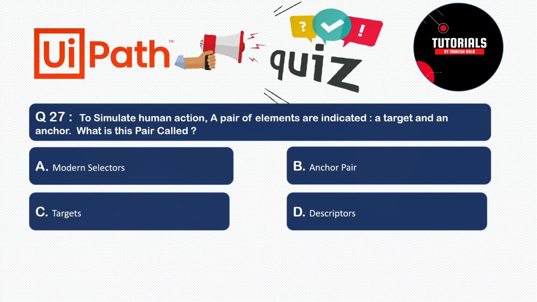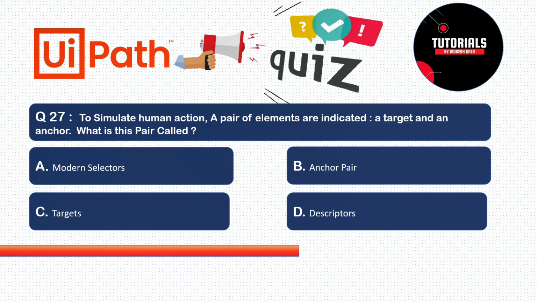Now coming up next is the 27th question. To simulate human actions, which is again UI automation, a pair of elements is identified, which is a target and an anchor. So if I collect together a target and an anchor on top of it, what do I call that pair? Is it a modern selector, an anchor pair, a target, or a descriptor? What do you call a target plus anchor together?